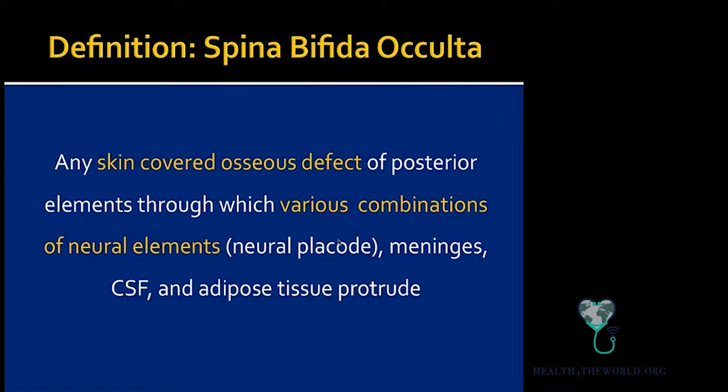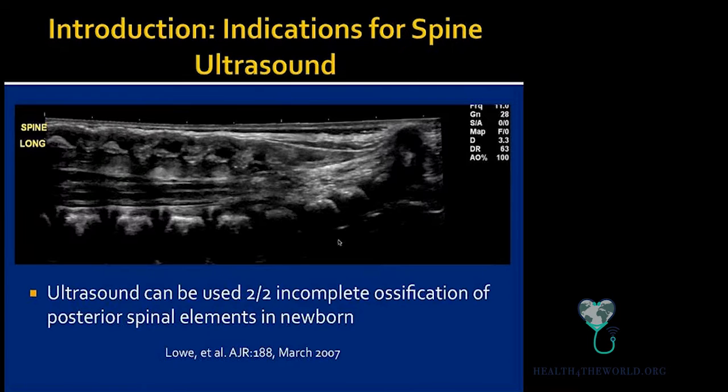Just a definition of a question that we often get: what is Spina Bifida Occulta? The actual definition is any skin-covered osseous defect through which various combinations of neural elements may protrude. That's how you define Spina Bifida Occulta.